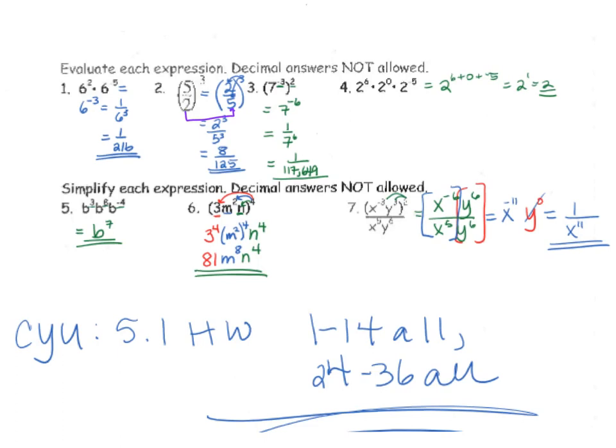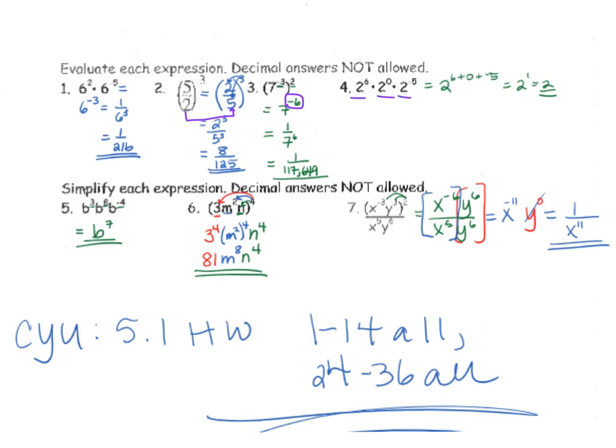Question 3 is a power of a power question. 7 to the negative 3 to the power of 2 on the outside. We multiplied negative 3 times 2 to get negative 6. Because the exponent was negative, we took the reciprocal of 7, and then 1 over 7 to the 6th power is 1 over 117,649.